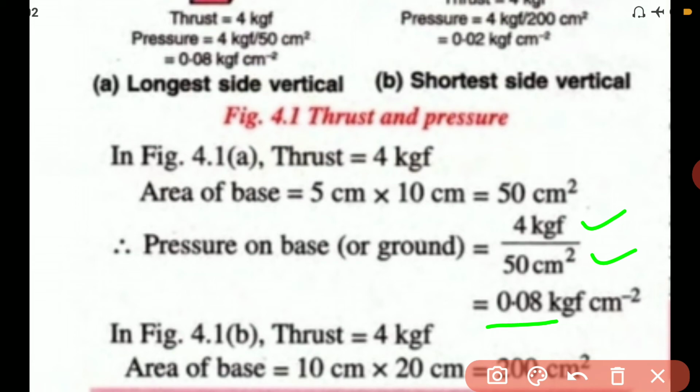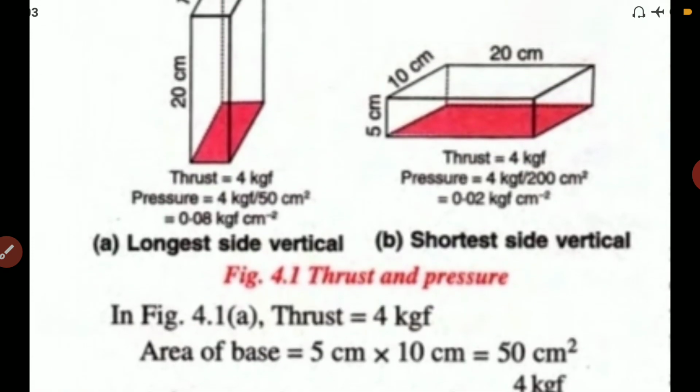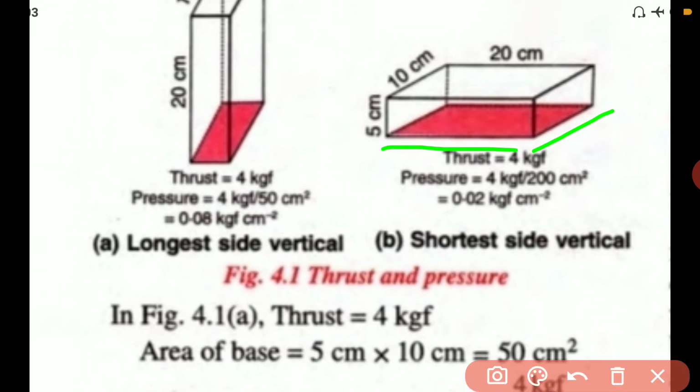In the second figure, thrust will be the same because the weight of the brick is the same. The area of the base will be 10 into 20, that is 200 centimeter square. If you see here, this is 10, this is 20, so 20 into 10. The same numerical problem we did in class 8 also, from the chapter force and pressure. It was the last numerical problem.